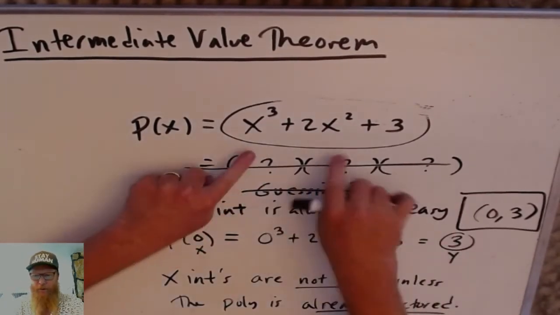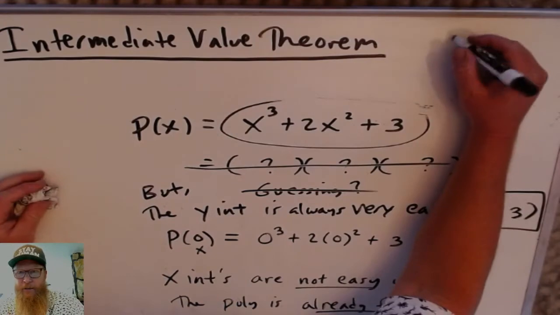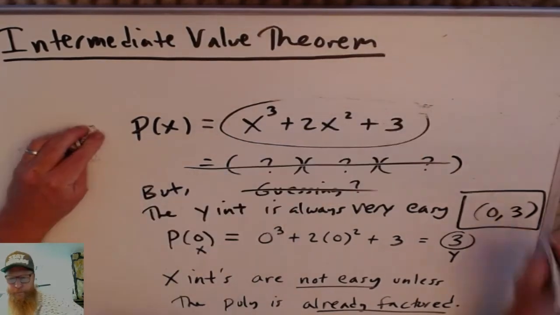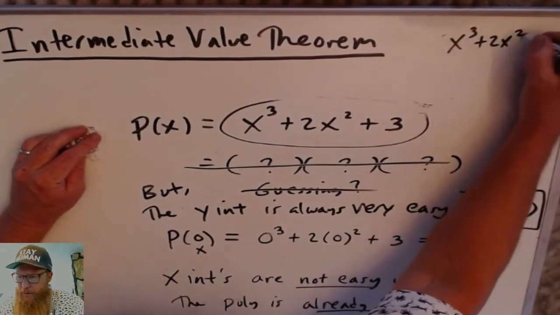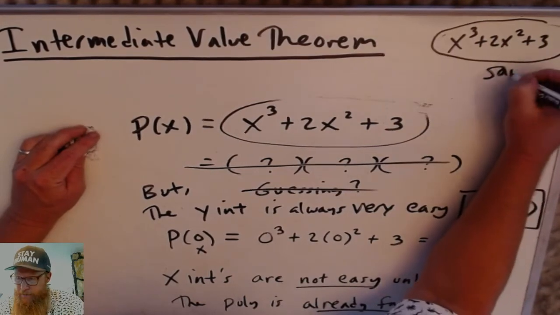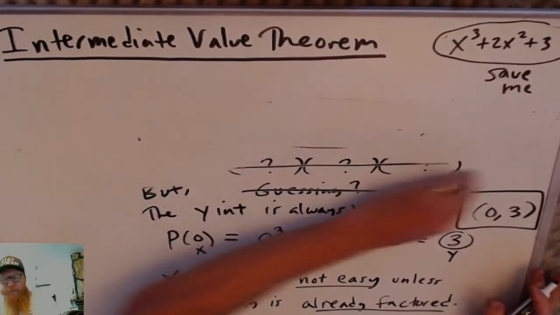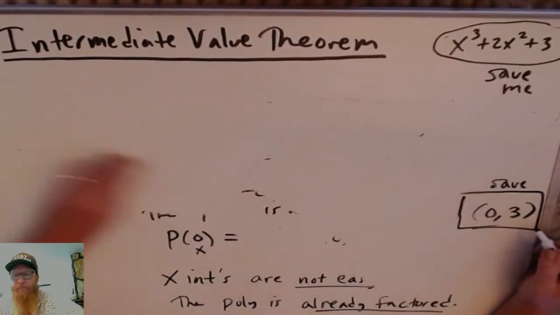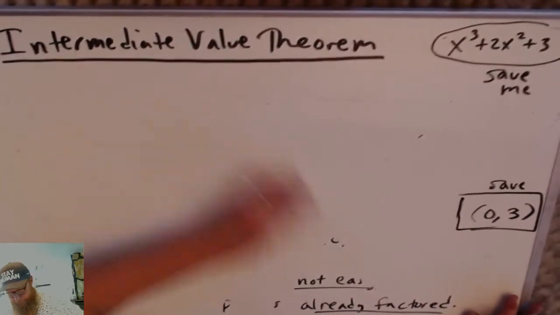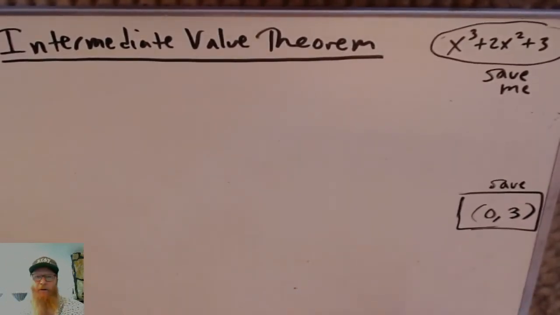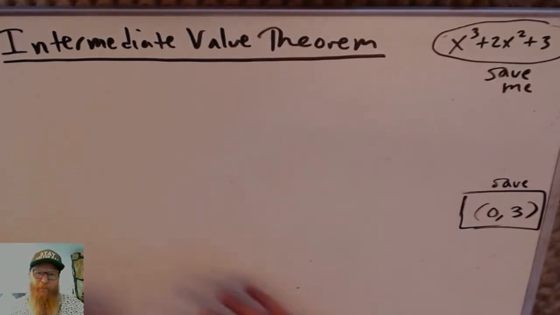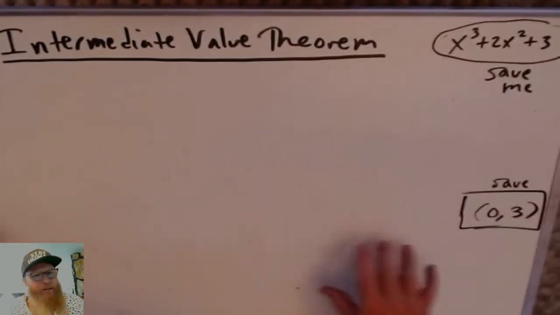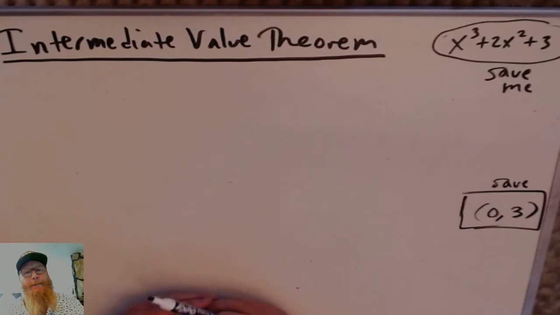Okay. I don't want to lose this, so let me just write it up here: x cubed plus 2x squared plus 3. Save. Okay, we'll come back to that later, and we'll also save this. All right, so I hope you all are still familiar with the concept of graphing. We have the y-intercept, very simple, but the x-intercepts are not always simple. You might want to have some way of finding them.